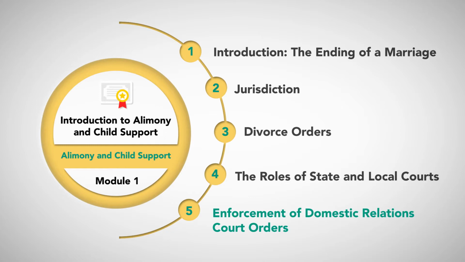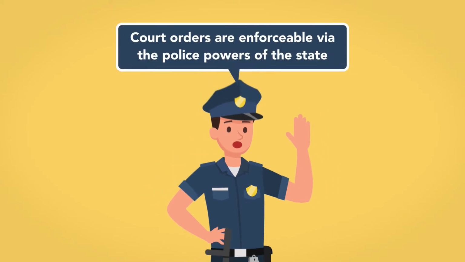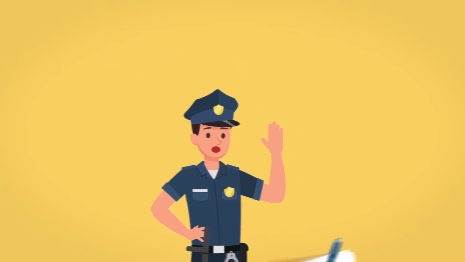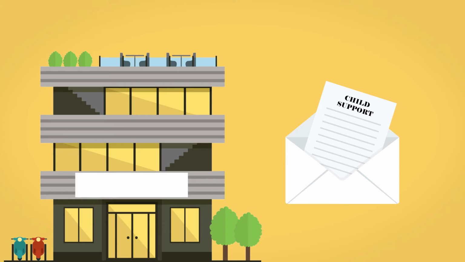Enforcement of domestic relations court orders. A court order is useless if it is not enforced. Court orders are enforceable via the police powers of the state. Final domestic relations orders are enforced by a variety of state and local agencies. Child support orders are generally enforced by a state or county-based agency that is usually called something like a Child Support Enforcement Agency.